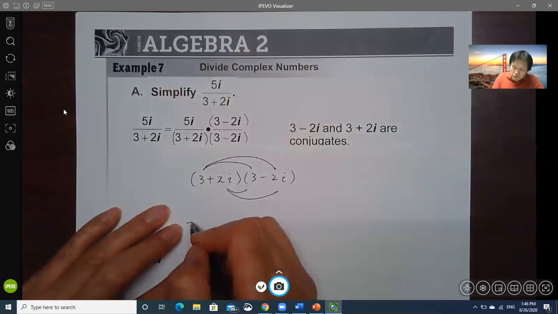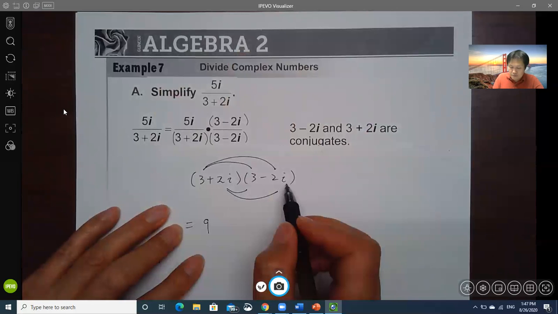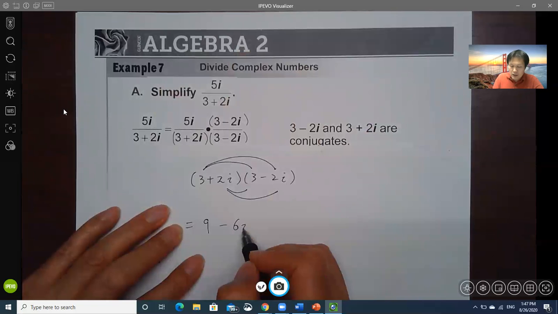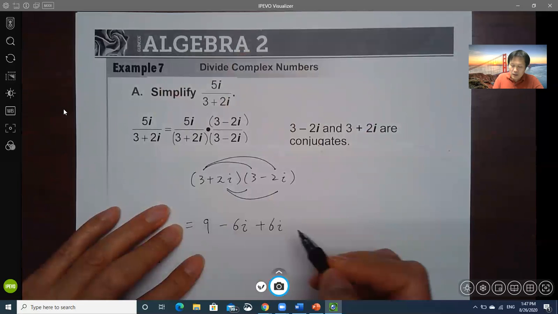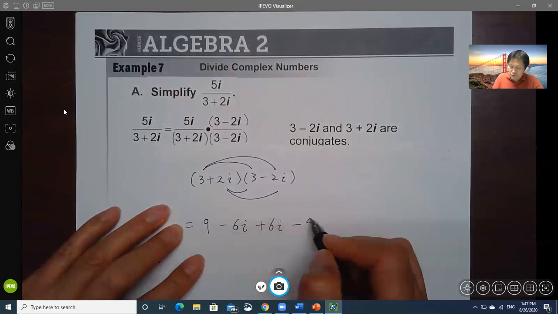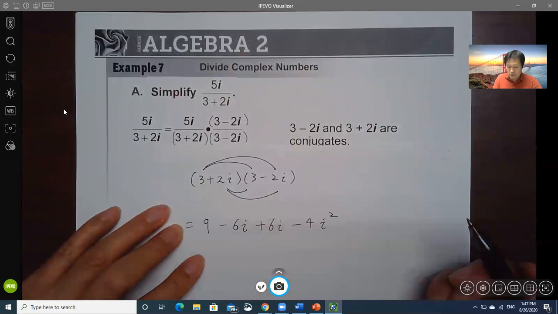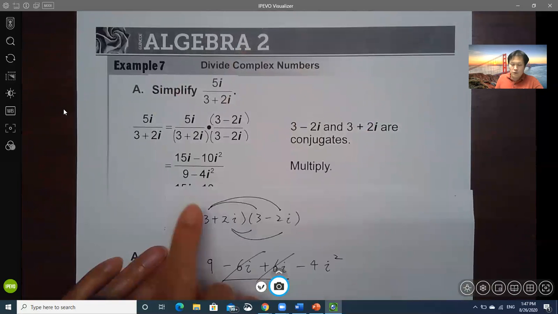Okay? 3 times 3 is 9. 3 times minus 2i is minus 6i. Plus 2i times 3i is plus 6i. Plus 2i times minus 2i is minus 4i squared. But take a look at inside the terms here. Minus 6i plus 6i, they cancel out each other. That's why we only have 9 minus 4i squared.